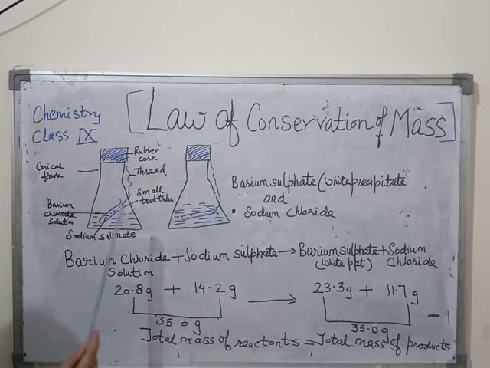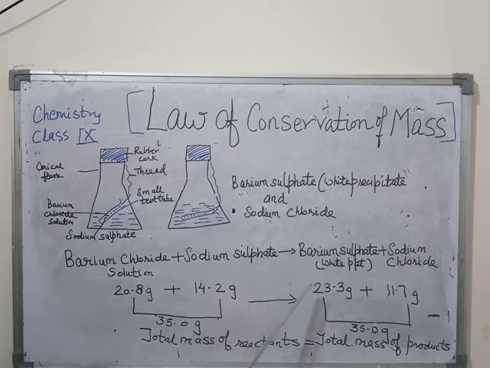In this way, the chemical reaction between barium chloride and sodium sulfate is written like this: barium chloride reacts with sodium sulfate to form barium sulfate, as a white precipitate, and sodium chloride. We can take the masses like this. The mass of barium chloride is taken as 20.8 gram. The mass of sodium sulfate is taken as 14.2 gram. After adding the reactants, it becomes 35 gram. That means the total mass of reactants is 35 gram.